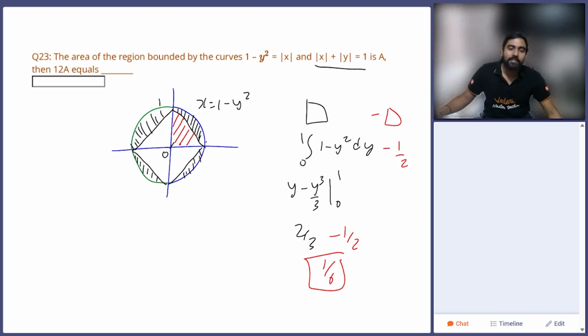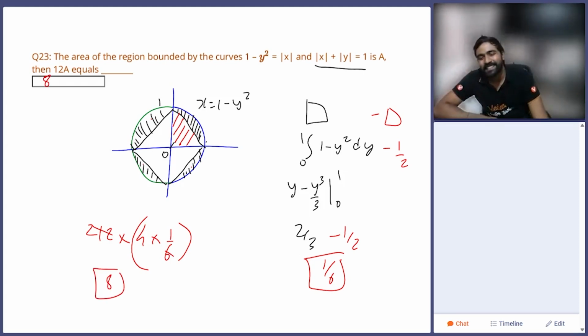And how many times do I have that area? I have 1, 2, 3, 4 times. So 4 into 1 by 6 is the area A. The question also has a multiplied by 2, so that gives you the final answer as 2 into 4, which is 8. So just drawing the structure, the graph of the region in question, directly gives us the answer. Again, 8 will be the answer for this one.